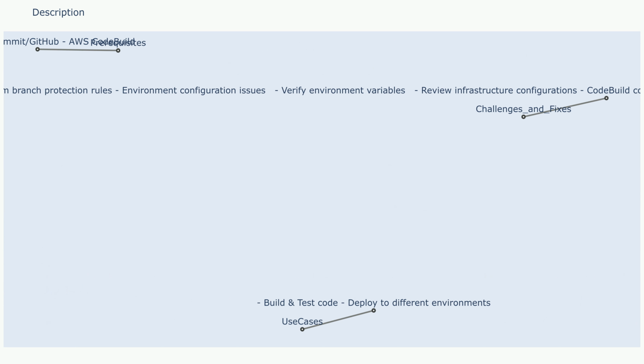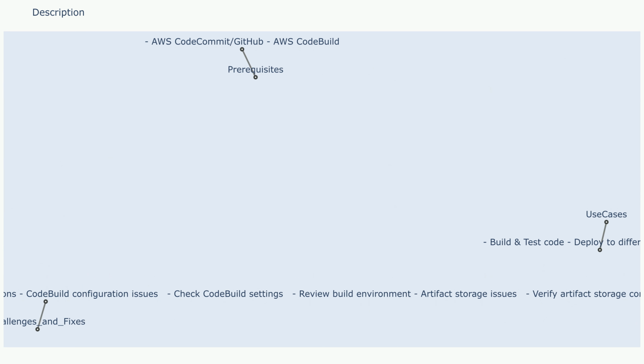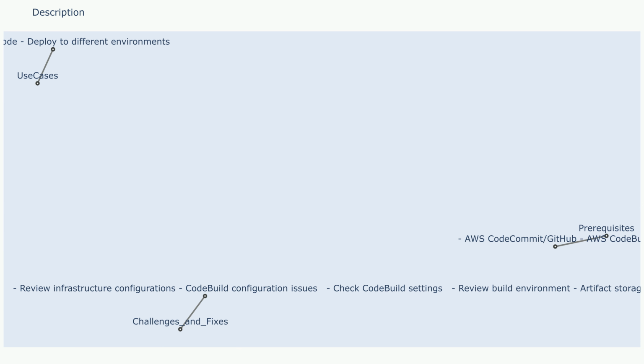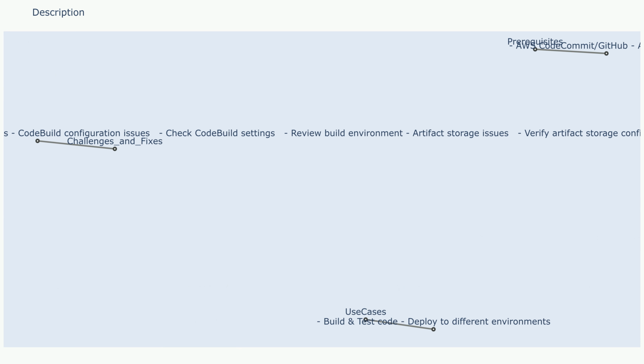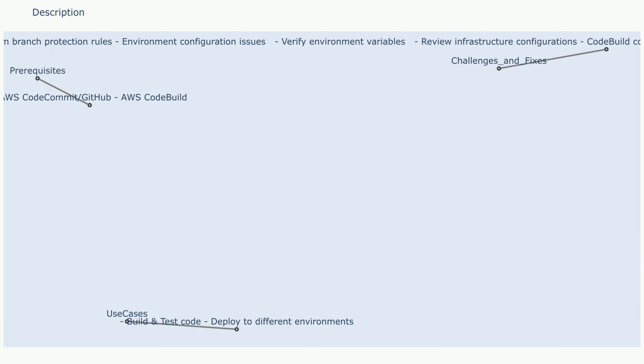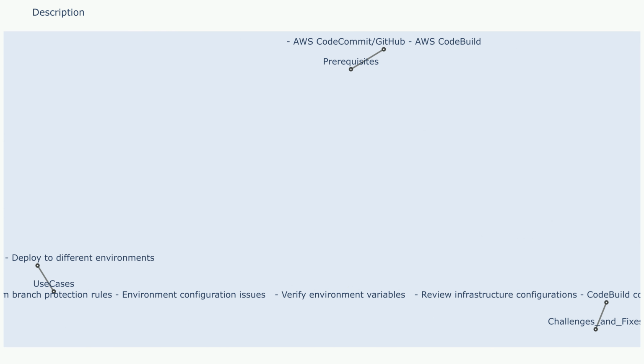Steps: install dependencies, install required packages, libraries, or tools necessary for the build process. Build application: compile, transpile, or package the application code into a deployable artifact. Run tests: execute unit, integration, or end-to-end tests to validate the application's functionality.